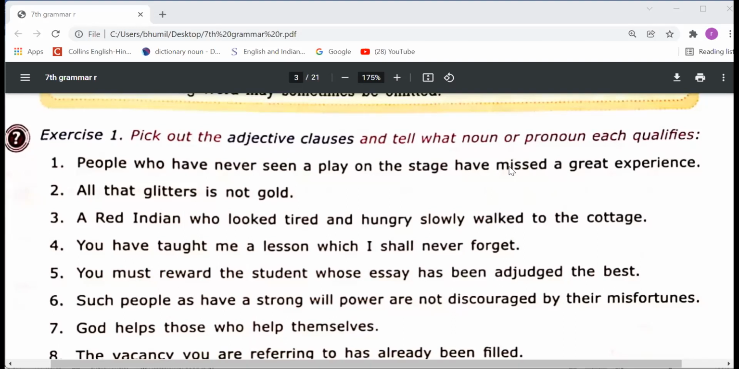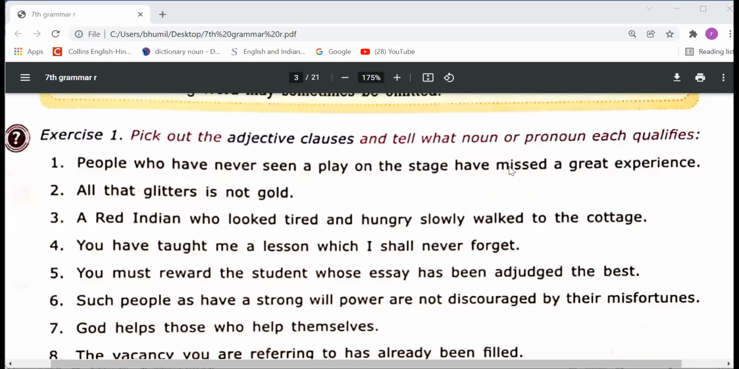ये हमारा पार्ट क्या है, एडजेक्टिव क्लोज है, किसको डिस्क्राइब कर रहा है, ऑल को। ऑल क्या है, हमारा प्रोनाउन है। All that glitters is not gold, so that glitters, that is an adjective clause and it is describing the word all. Very good, right answer, Sia. So in this way, dear students, you should try to give the answer.